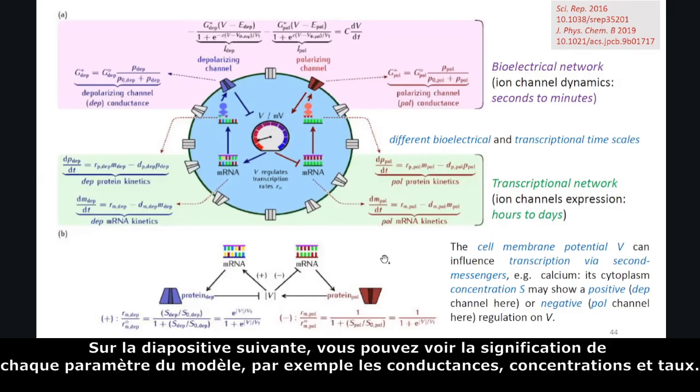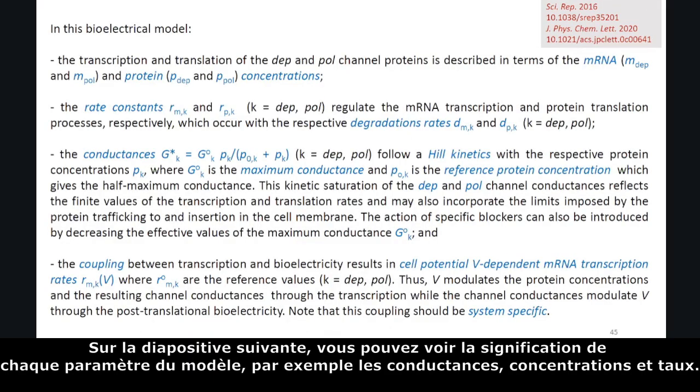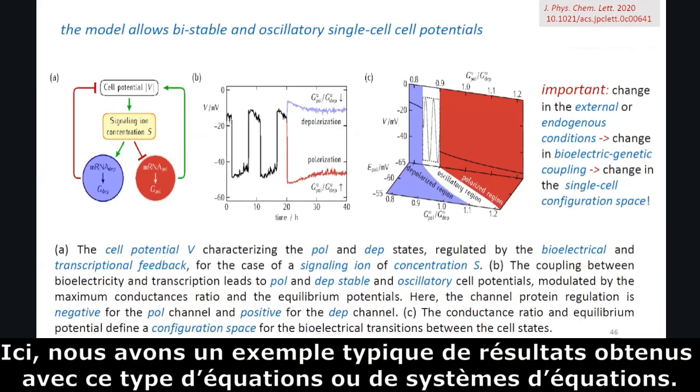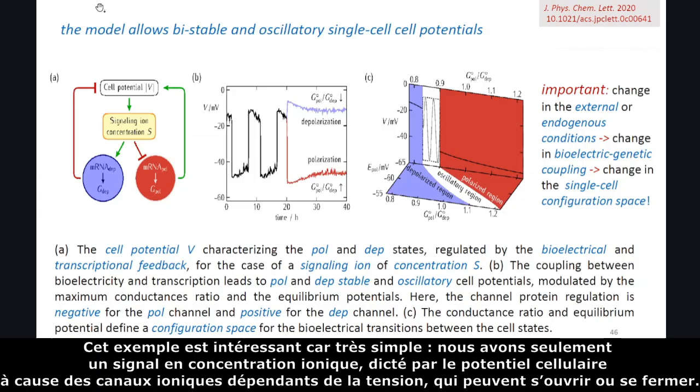In the next slide, you can find the meaning, the significance of every parameter of the model, for instance conductances, concentrations, and rates. And here we have a typical example of the results that can be obtained with this sort of system of equations. And this example is interesting because it's quite simple. We have only a signaling ion concentration, which is dictated by the cell potential because of the voltage-gated ion channels that can open or close.